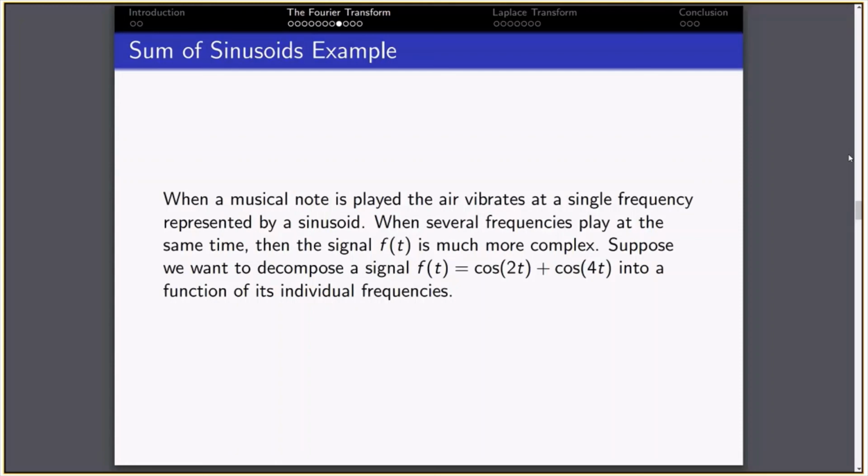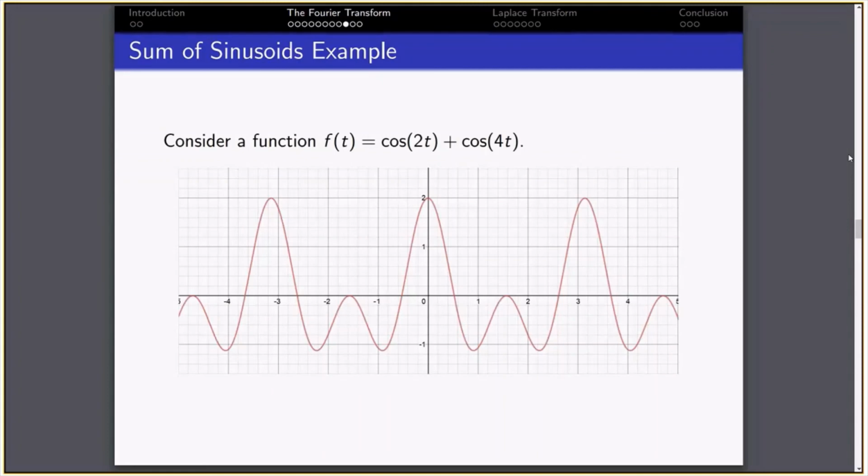So, for example, a musical note, when it's played, vibrates through the air at a single frequency that can be represented as just a sine or a cosine at a certain frequency. However, when several notes are played at the same time, the signal it creates is much more complex. So, for example, we're going to take a signal that is the sum of two cosines, cosine of 2t and cosine of 4t. If we look at the graph for that, it's obviously not as simple a sinusoid. It has a bit of an irregular pattern to it. It still loops every so often, but it's not as nice.